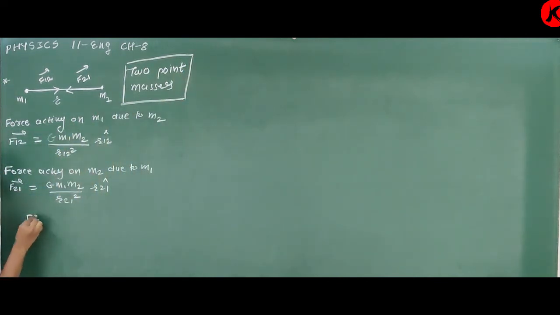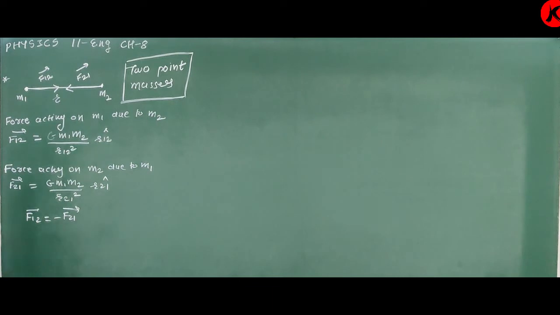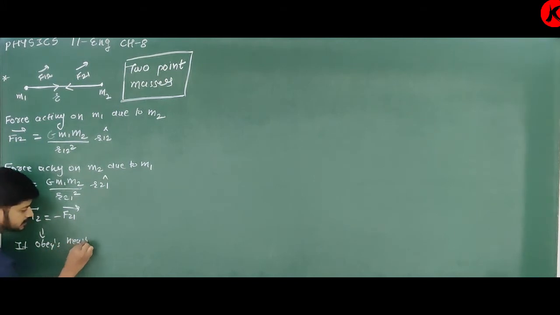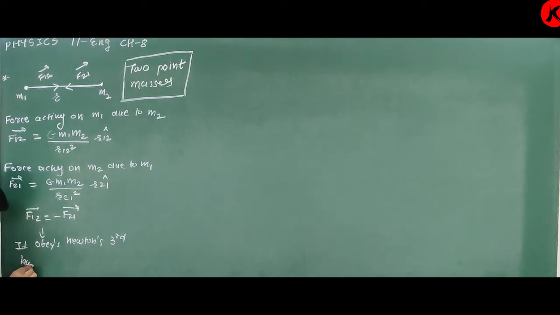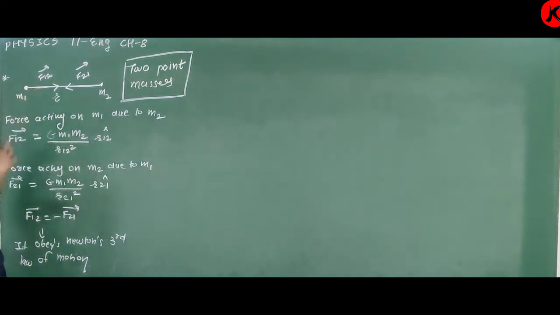And yes, from the figure it is clear. F12 is equal to minus F21, which is nothing but Newton's third law of motion. It means the universal law of gravitation obeys Newton's third law of motion. Clear about this?